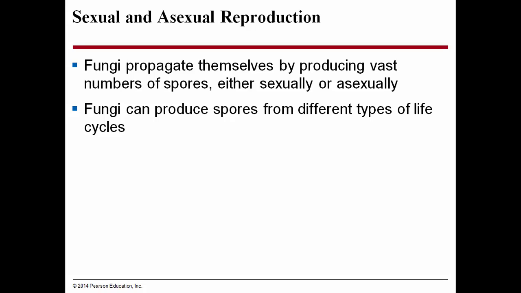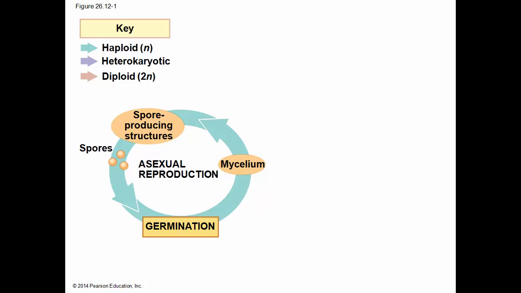So fungi propagate themselves by producing vast numbers of spores, either sexually or asexually. Here's the typical asexual reproduction. The mycelium produces spore-producing structures. This is like a mushroom or a tree ear or club fungus or what have you. It's the fruiting structure, the spore-producing structure of the fungus. It produces these spores, and these spores germinate. This is all a haploid asexual life cycle.